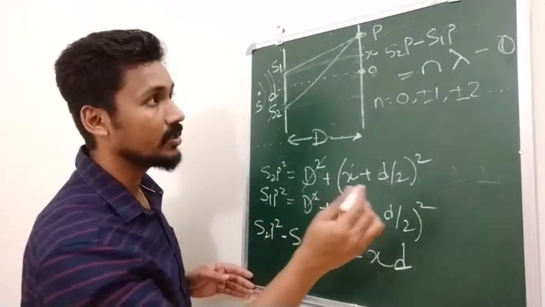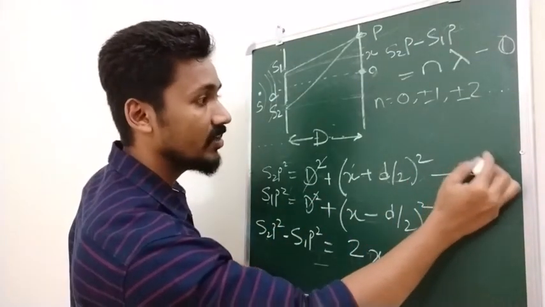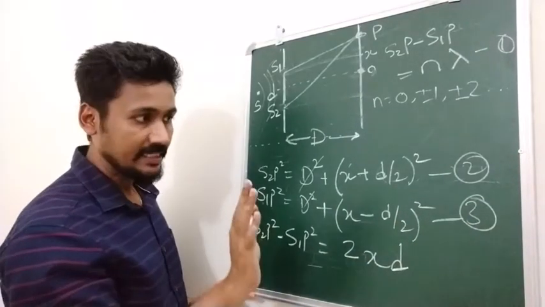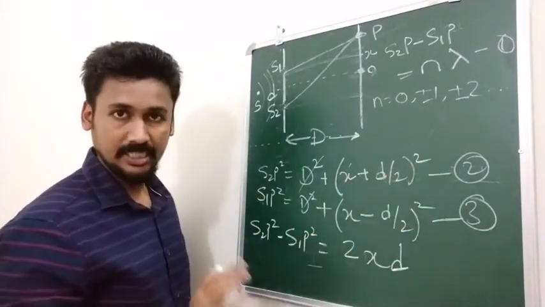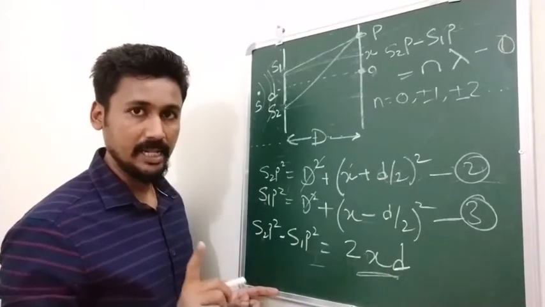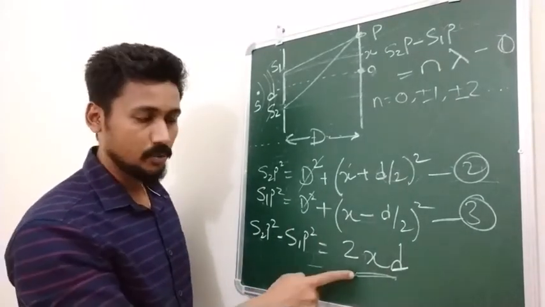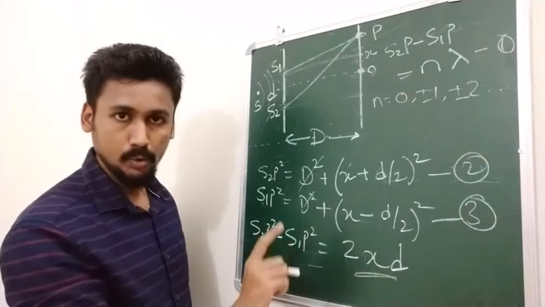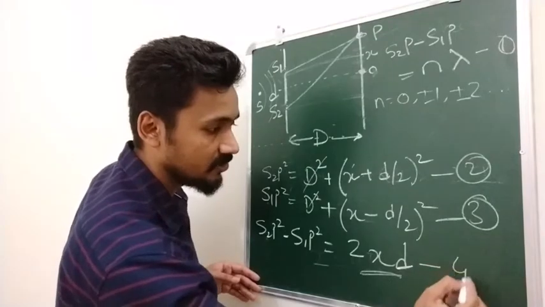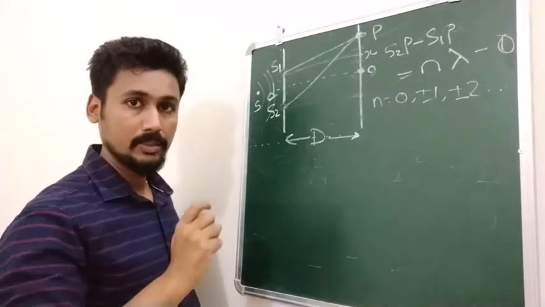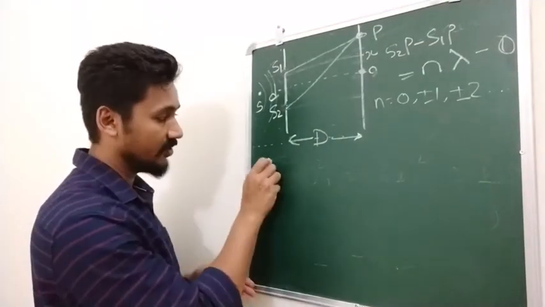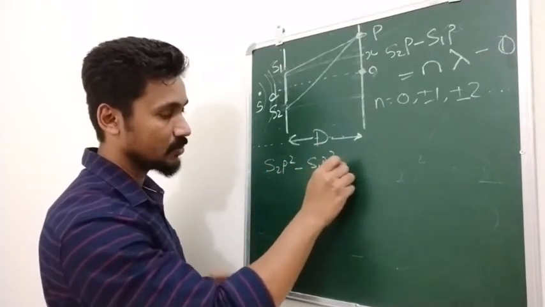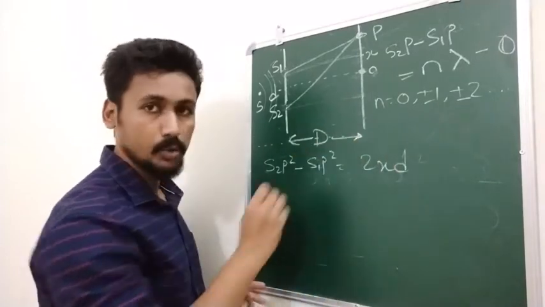If you want, let us put equations for it. Let us call this equation 2 and this is equation number 3. So this step is obtained by subtracting equation 3 from equation 2. You should get this. Now this is simple algebra. I am hoping class 12 students will be able to figure this out. So you get S2P square minus S1P square as 2XD. Let us call this equation number 4. So once again, this is the equation 4 that we got: S2P square minus S1P square equal to 2XD.